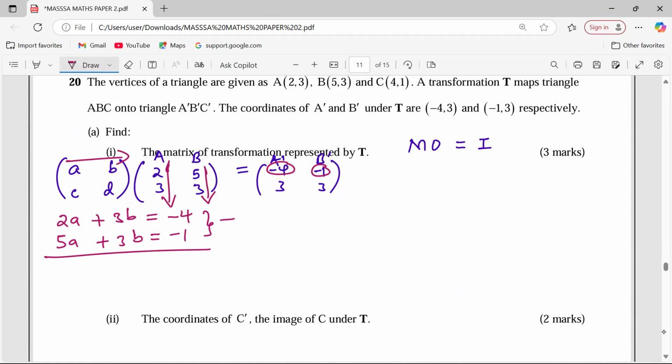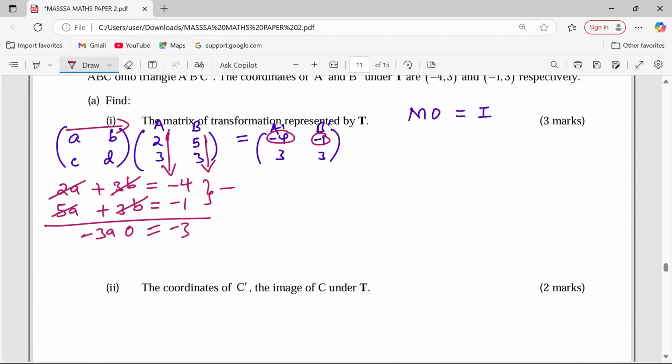The two simultaneous equations can be solved using elimination because we can see the coefficients of B are already the same. So when we subtract 3B minus 3B, that one becomes a 0. Negative 4 minus 1 becomes a negative 3. And 2A minus 5A becomes negative 3A. So the value of A shall be exactly 1. Let's check the value of B, because we're supposed to substitute 1 now in the equations.